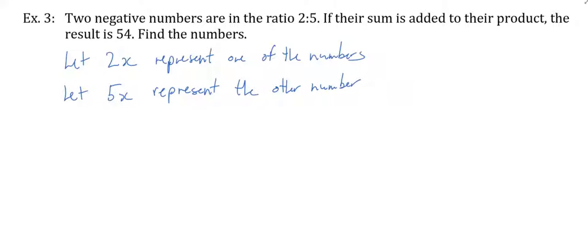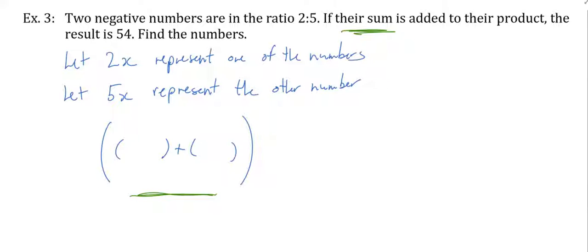Then it says, if their sum is added to their product. What does sum mean? Added together. So I'm going to take my 2 things and add them. And it said, if the sum, which is this, is added, so now I'm going to add them, to their product. What does product mean? When you multiply them.